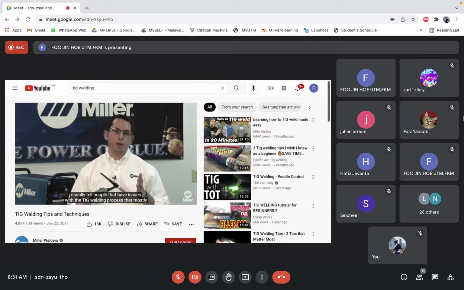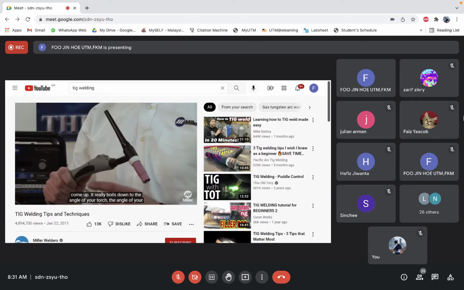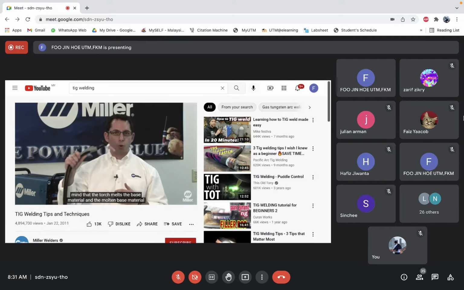The first thing I usually tell people that have issues with the TIG welding process at most of these shows is if you just keep 3 simple things in mind with the TIG process, it'll probably solve a good 80 to 90% of your application issues that come up. It really boils down to angle of your torch, the angle of your filler material as you're adding it into your molten puddle, and just keeping in mind that the torch melts the base material and the molten base material melts your filler rod. To make things a little bit easier, here's a little snippet from the Diversion 165 and Diversion 180 DVD, maybe help clarify things a little bit more for you.